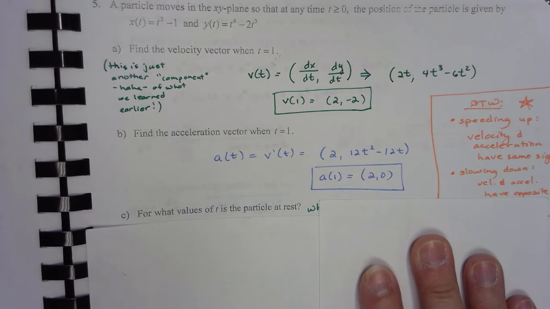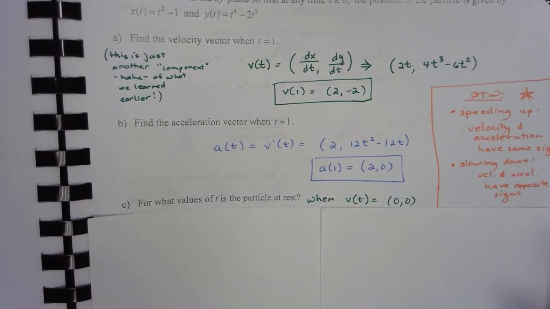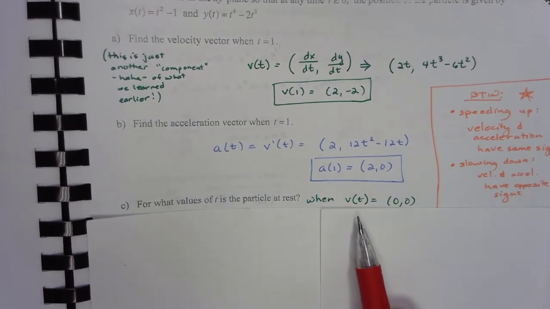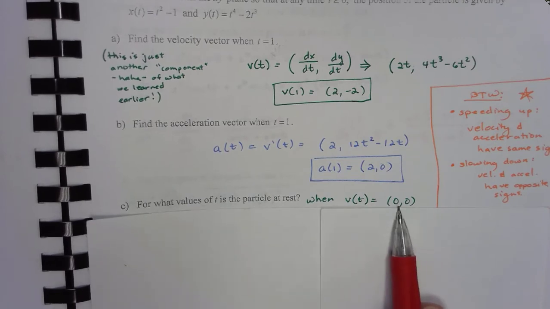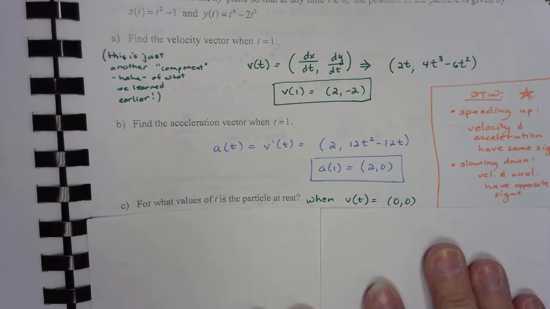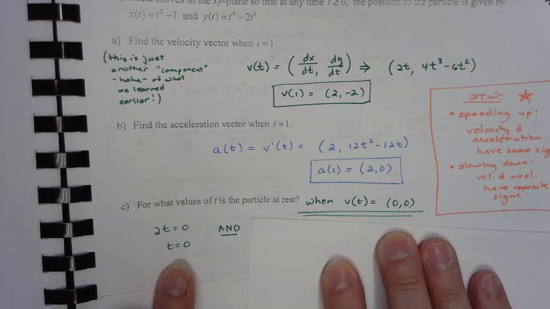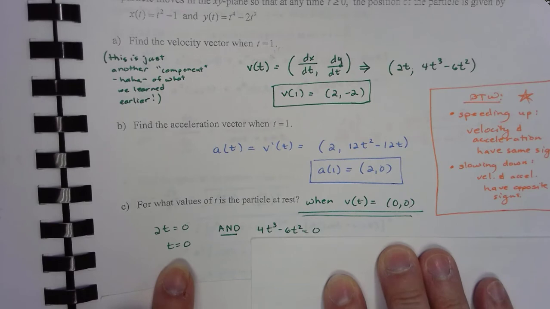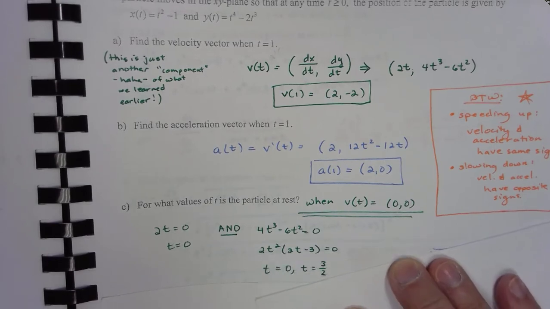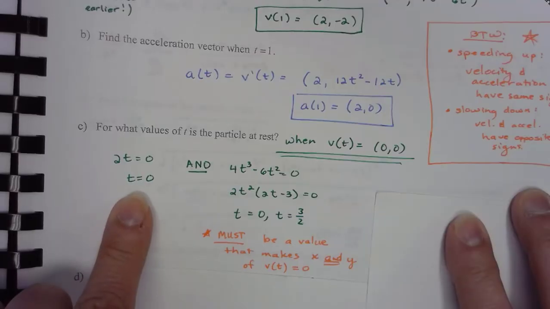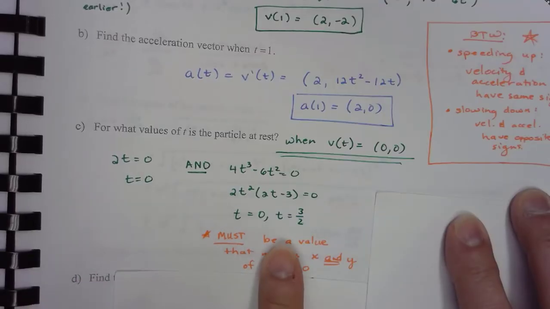For what value of t is the particle at rest? Our particle is at rest, okay, when the velocity vector is 0, 0. It's not enough to just say when the velocity is 0. It's when the velocity vector is 0, 0. So when 2t equals 0 and when 4t cubed minus 6t squared equals 0. Notice, t equals 0 makes dx/dt 0.